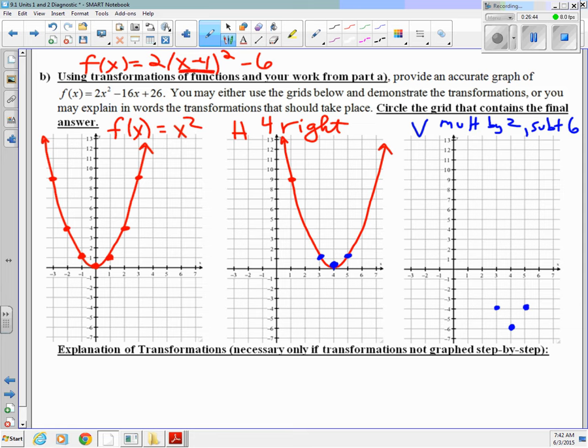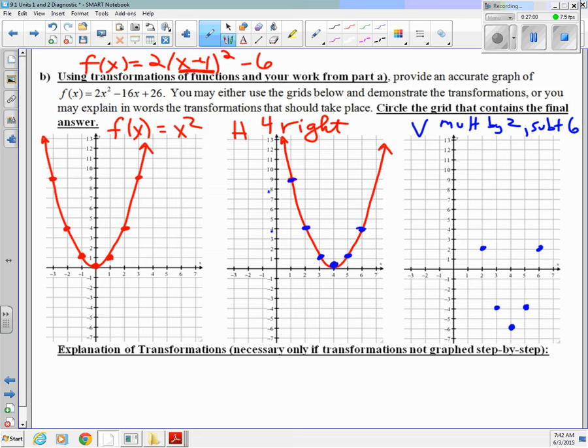Okay, so I'm going to do that with my points at 6 and 2. So I'll multiply by 2. 4 times 2 is 8. 8 minus 6 is 2. So at 2, I'm going to have a height of 2. At 6, I'm going to have a height of 2.